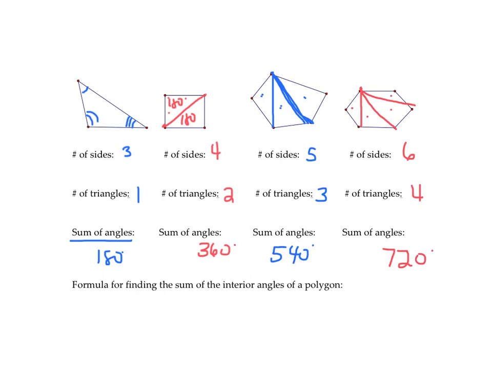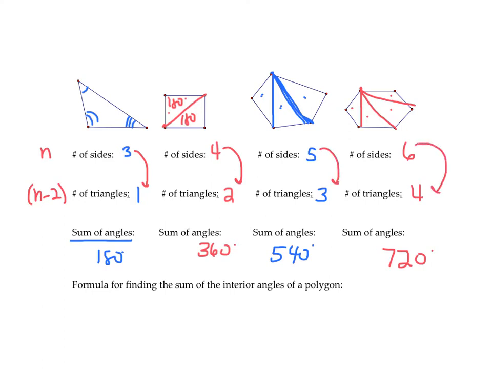So in case you haven't noticed, there's definitely a pattern here. If we let the number of sides be n, the number of triangles formed will always be 2 less, n minus 2. Check it out. 3 minus 2 is 1. 4 minus 2 is 2. 5 minus 2 is 3. 6 minus 2 is 4.